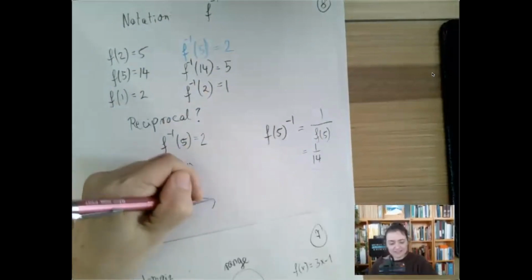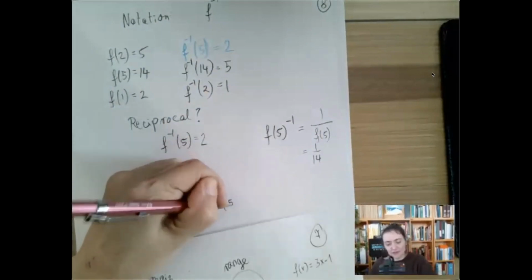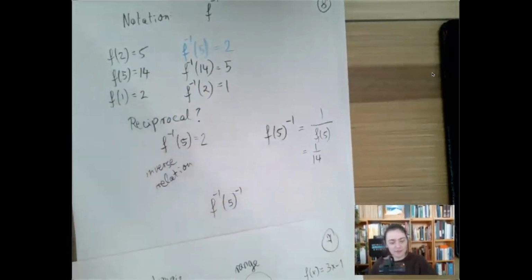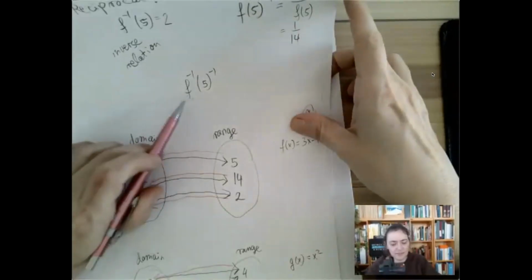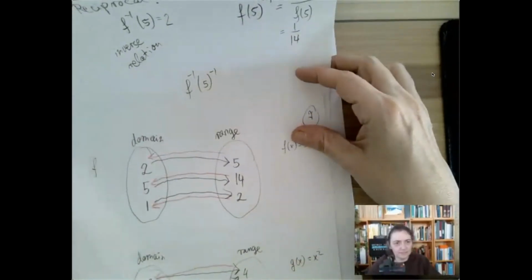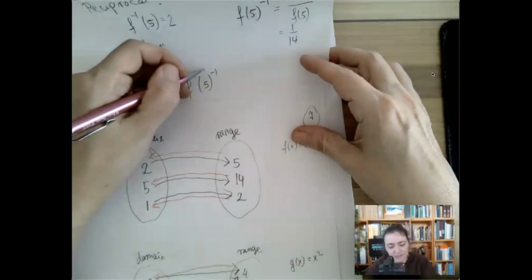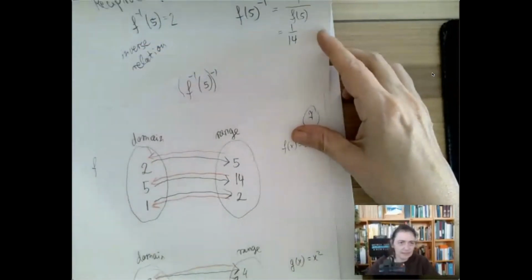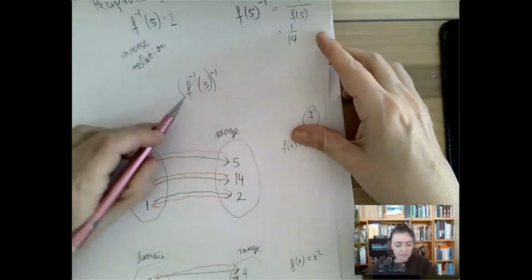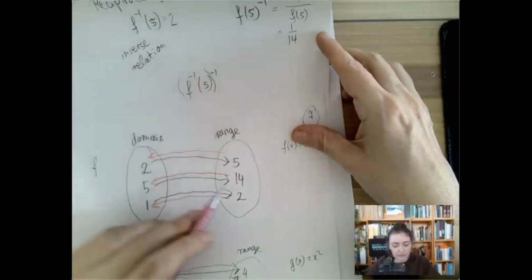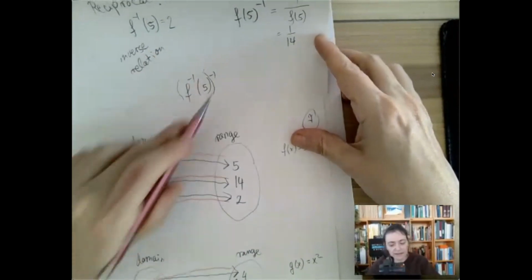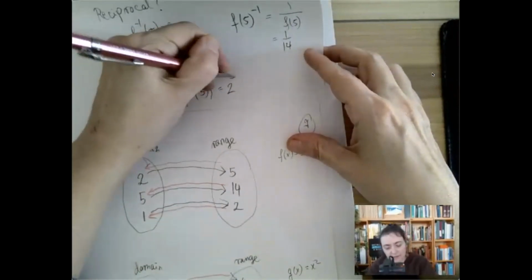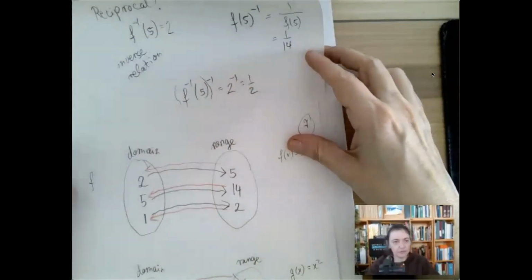And then, just for kicks and giggles, what is this number? Given this picture, what is this number? I guess I should state that it should be this. Well, inside the parentheses is inverse relation. So you start with 5 backwards and you go to 2. And then now that one is an exponent, so it's 1 over 2.